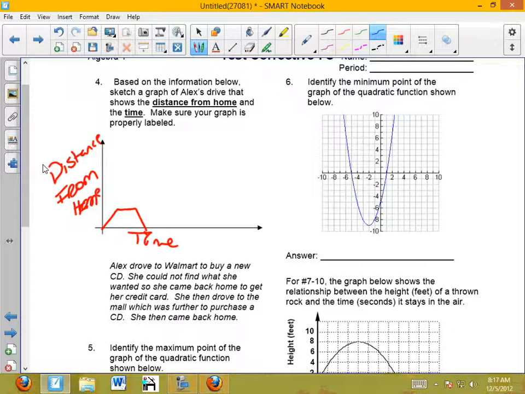She then drove to the mall, which was further, to purchase the CD. She goes further, purchases the CD. She then goes back home. Here's the big thing. See, here is Walmart. Here is the mall. It's further away. Okay, and she can come back home. That's what your graph should look like.